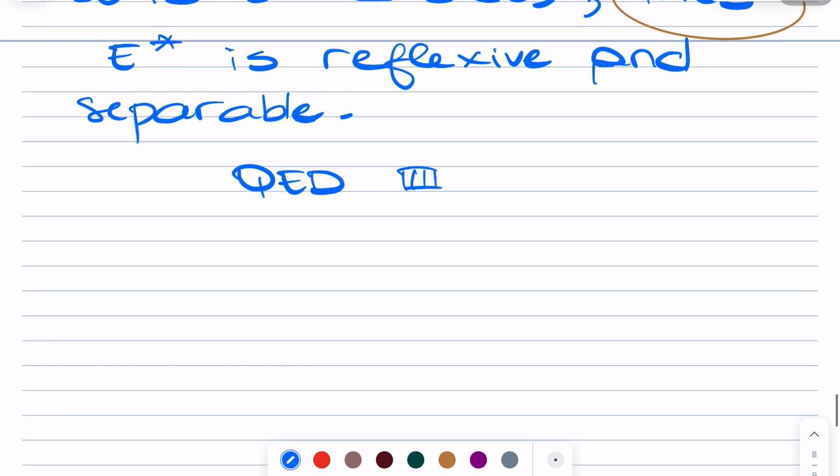Okay. Separability properties are closely related to the metrizability of weak topologies. Let's recall that a topological space X is said to be metrizable if there exists a metric on X that induces the topology of X. Let's take this theorem, which shows the link. Theorem 3.28.